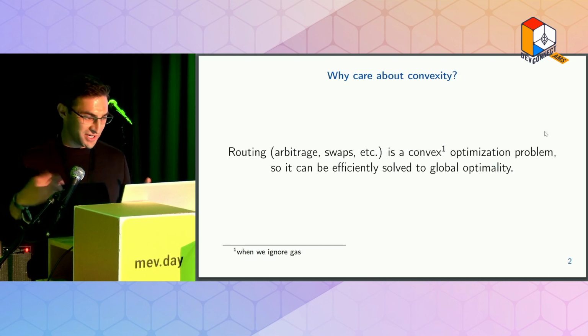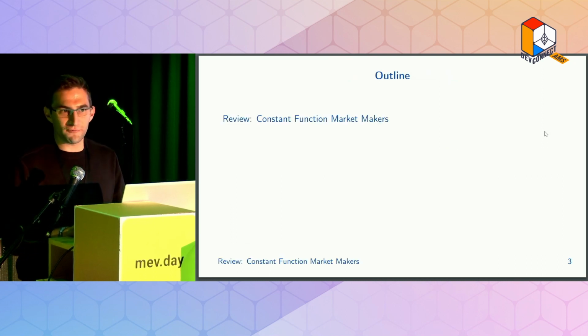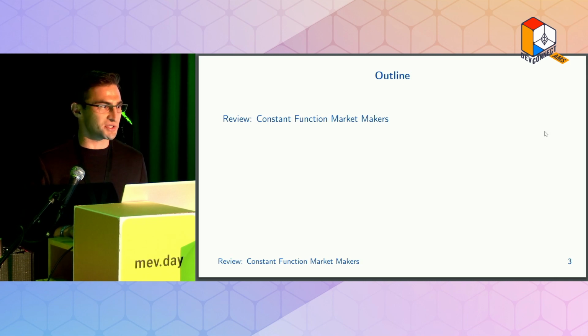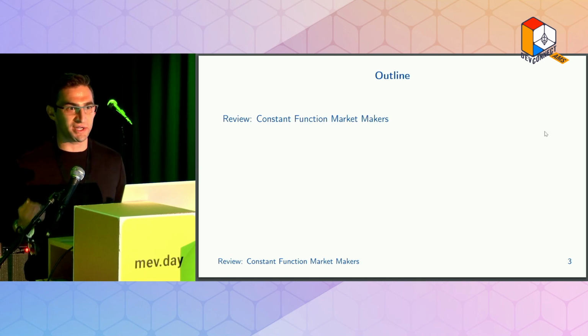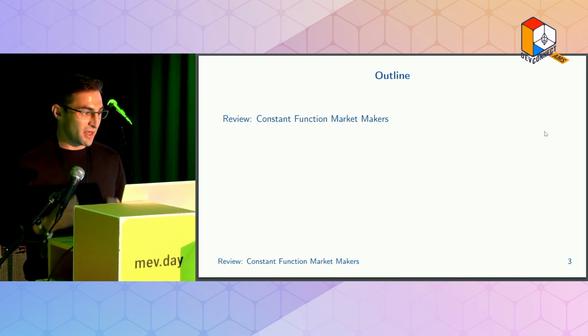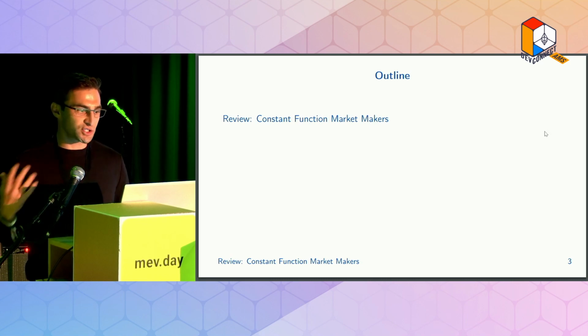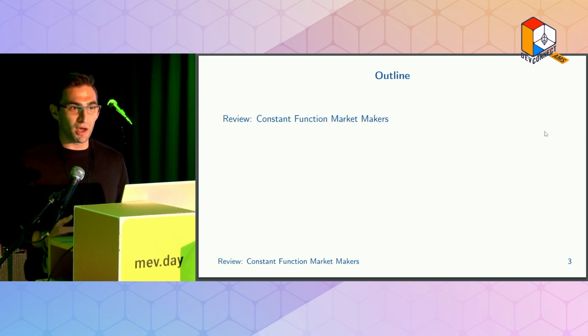So with this, we'll get into the math. So first, I want to review constant function market makers. This is going to be similar to Tarun's talk if you were there. Next, we're going to formalize what this routing problem is, so how we can actually write it down in a very nice way. Then talk how we use this to look at things like swaps, arbitrage, and so on. I promised an efficient algorithm because it's convex. We'll talk about a sketch of that algorithm and then wrap up.